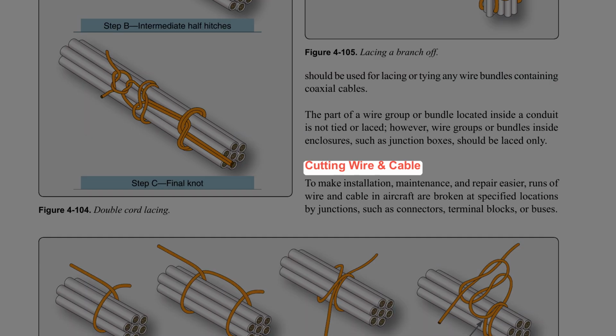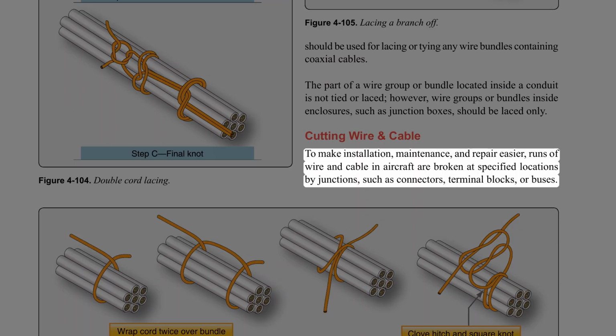Cutting wire and cable. To make installation, maintenance, and repair easier, runs of wire and cable in aircraft are broken at specified locations by junctions, such as connectors, terminal blocks, or buses.